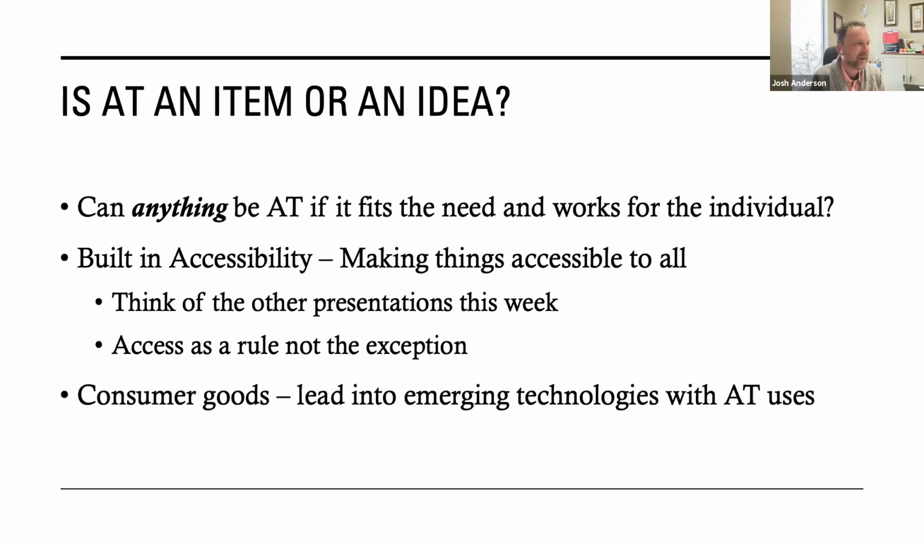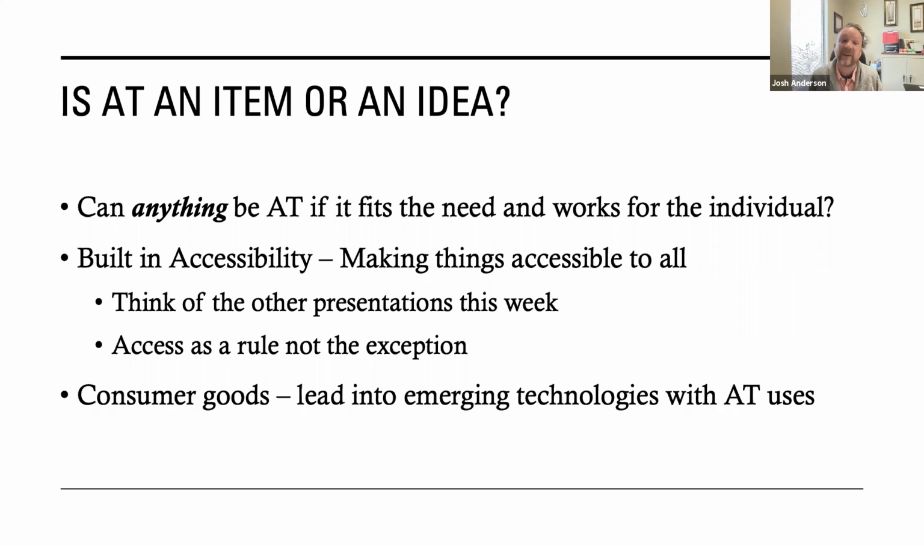So really, with assistive technology, is it an item? Is it a thing? Or is it really just an idea? Can really anything be AT if it fits the need and works for the individual? Any little piece, those pieces of plywood underneath the desk to raise it up so that I can access the keyboard and get my wheelchair underneath there. The laundry cart, with just a few cuts, suddenly attaches into this magical basket that I can put on and use for all different kinds of things. Is everything pretty much that fits that need could be considered assistive technology?